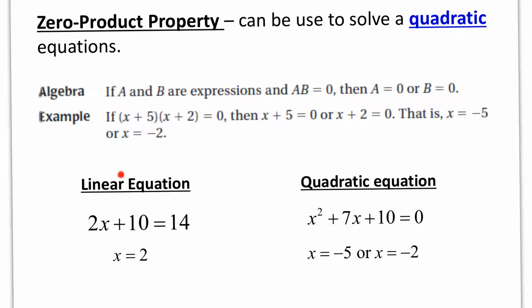And if you remember, the word linear means the degree is 1 in that polynomial. So every polynomial has a degree. So linear means 1.